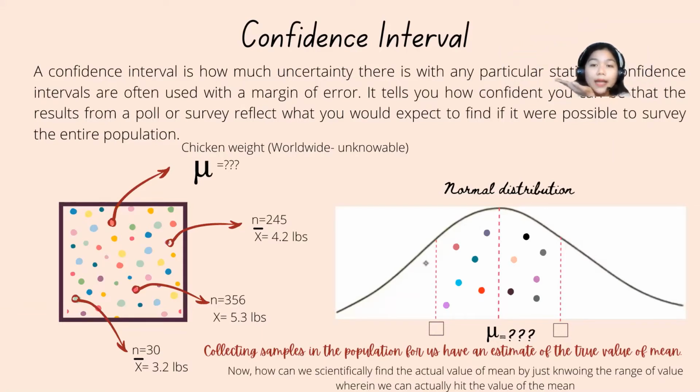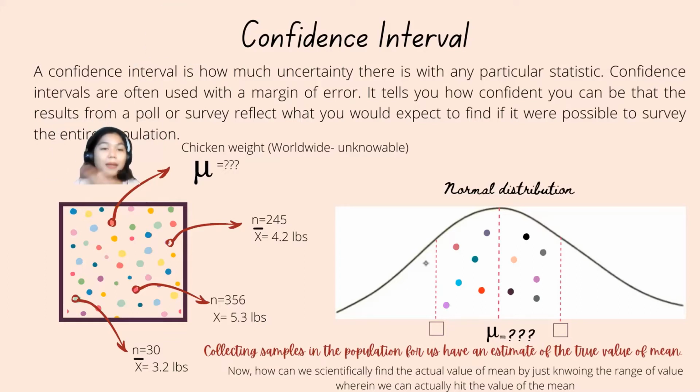Again po, sample po tayo. So confidence intervals are often used with a margin of error or simply E. It tells us how confident we can be that the results from a poll or survey reflect what we would expect to find if it were possible to survey the entire population. So para bagang, pagka sinabing confidence interval, ito yung confidence natin na, okay, kung kinuha or ginamit ko yung buong population, ganito yung range or interval na masasabi ko na, okay, tama yung resulta ko. Tama yung result ng poll or result ng survey.